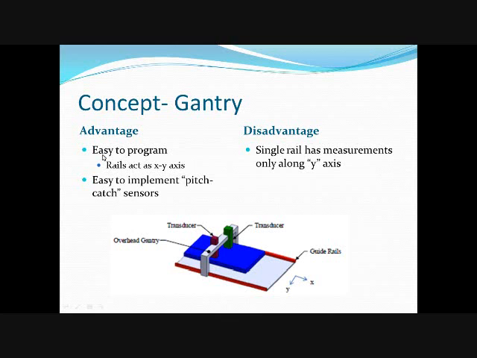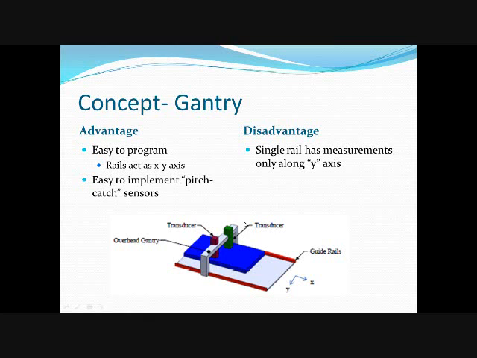One of the main advantages of this type of system was that it was easy to program. The rails, one would be on top of the gantry, and then the others would be along the length of the test piece. They would be easy to program because the rails would act as X and Y axis. And also this would be easy to implement with pitch catch sensors. So one sensor could send a signal while the other could receive it.